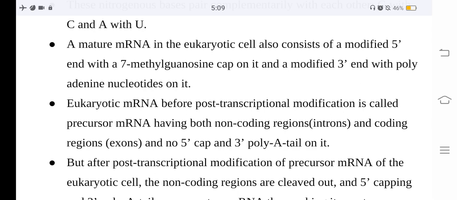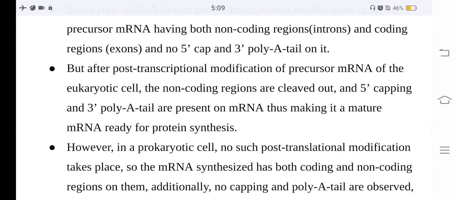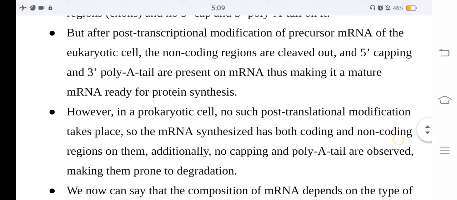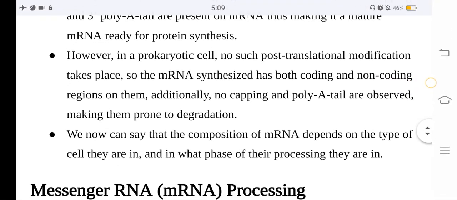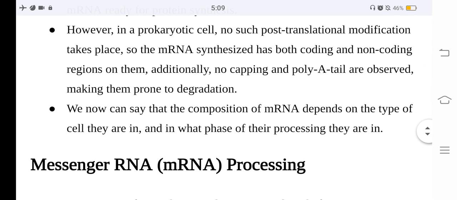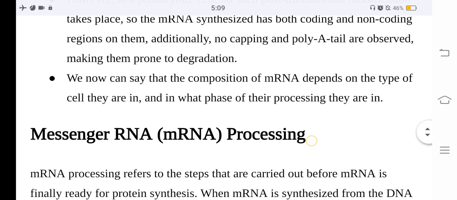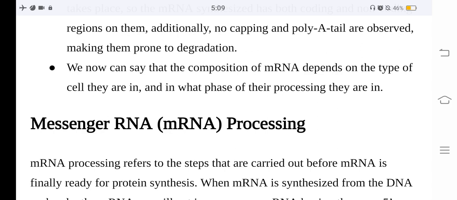But after post-transcriptional modifications of precursor mRNA of the eukaryotic cell, the non-coding regions are cleaved out and the 5' cap and 3' poly A tail are present on the mRNA, thus making it a mature mRNA ready for protein synthesis. However, in a prokaryotic cell, no such post-transcriptional modification takes place, so the mRNA synthesized has both coding and non-coding regions on it. Additionally, no capping and no poly A tail are observed, making them prone to degradation. We now can say that the composition of mRNA depends on the type of cell they are in and in what phase of their processing they are in.